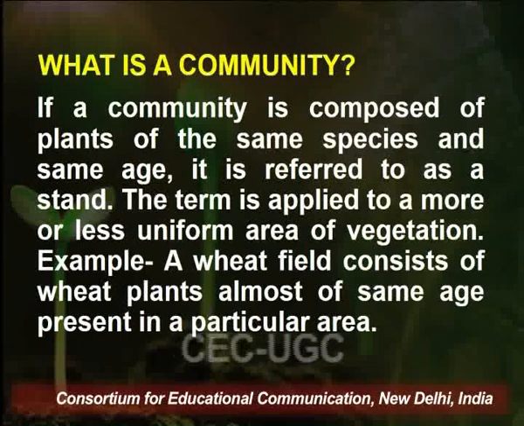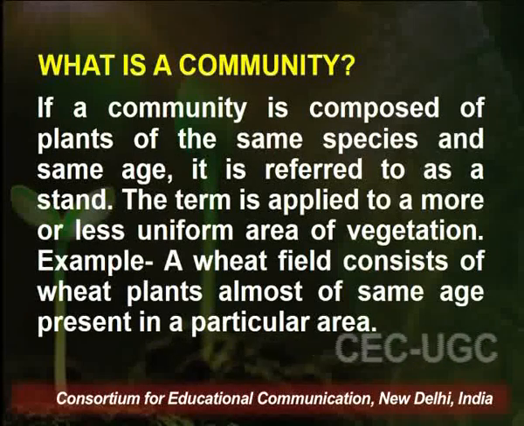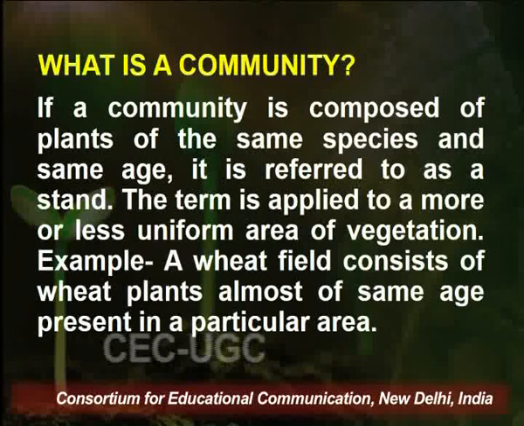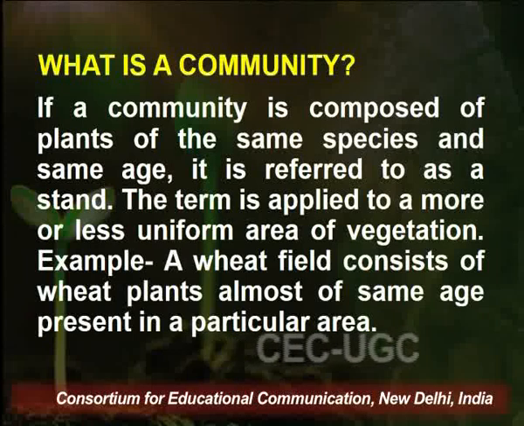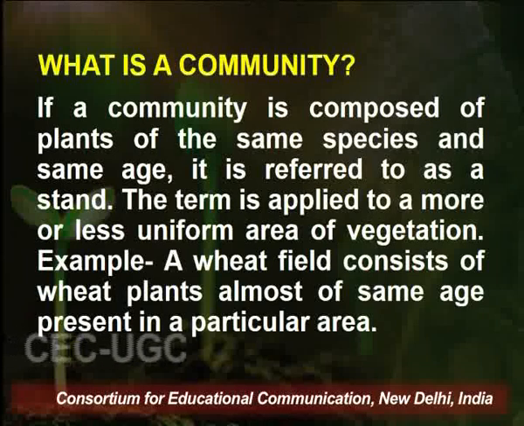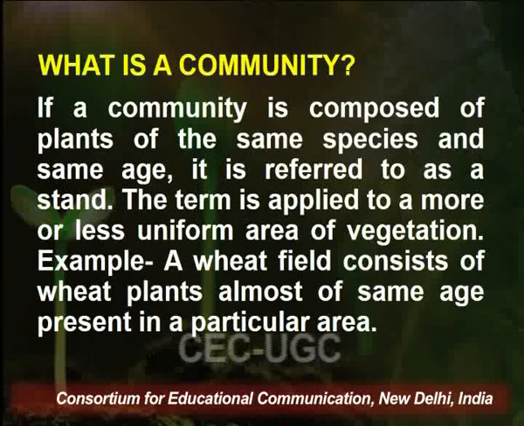Now, if a community is composed of plants of the same species and same age, it is referred to as a stand. This term is applied to a more or less uniform area of vegetation. For example, in a wheat field, we see there are many wheat plants of almost the same age at a particular time in a particular area.